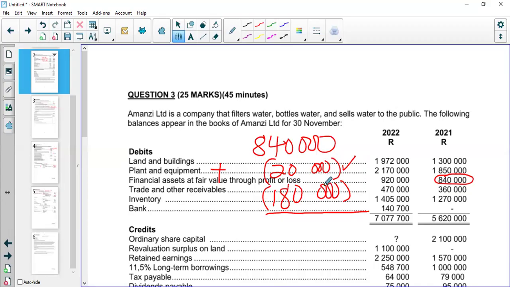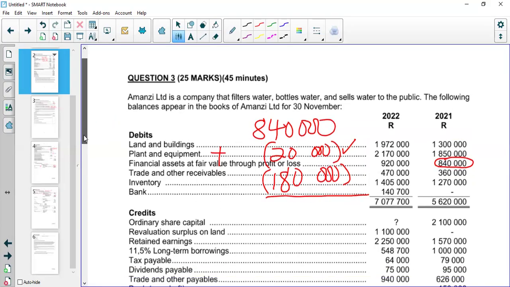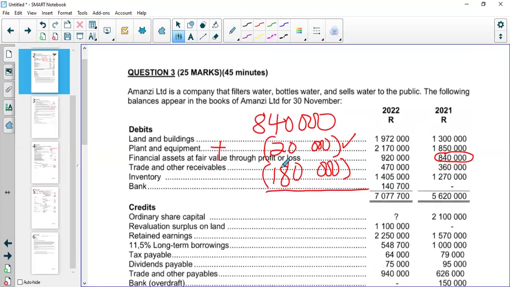So now, which means that what do we have here? If there's nothing else that happened, we must have 840,000. We subtract the 20,000. And we subtract the 180 which we sold. So our balance should be 640,000 at the end if nothing happened. But now if you look at the balance, it's actually 920.